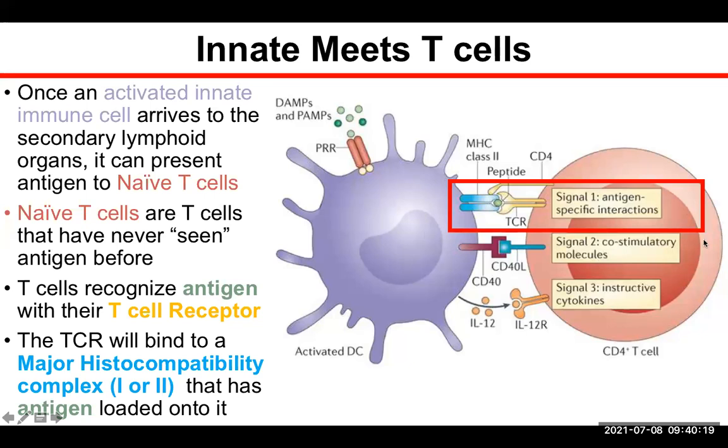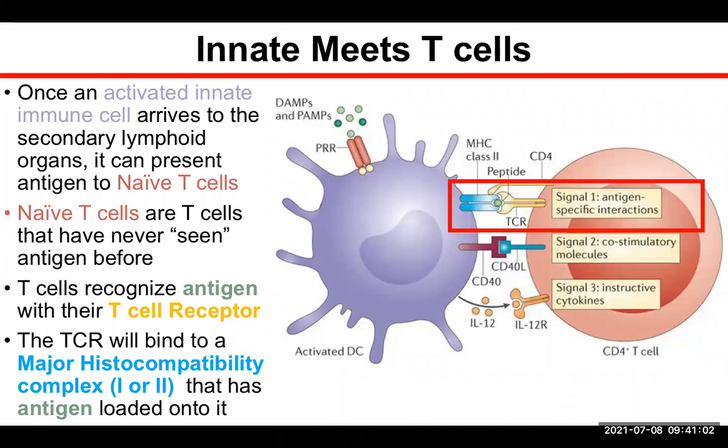So in order for the T cell to recognize antigen, it needs its T cell receptor. Here I have highlighted in yellow what the T cell receptor looks like. And the T cell receptor is only going to bind to this thing called major histocompatibility complex. There are two of them, which I'll distinguish in a second. But for understanding right now, just understand that the TCR, or T cell receptor, binds to an MHC complex. And this MHC is going to be loaded with antigen. So again, antigen is just a little fragment of the pathogen that is invading.